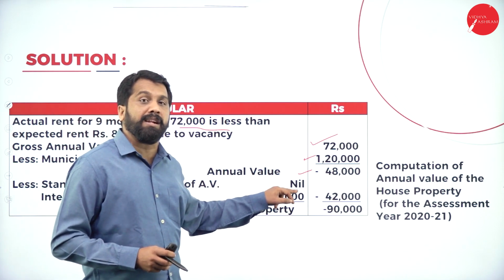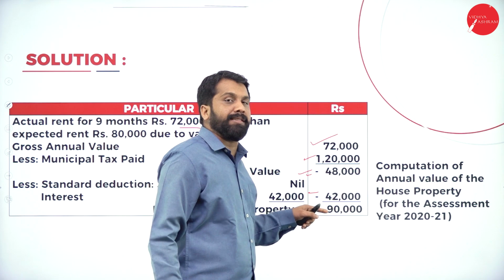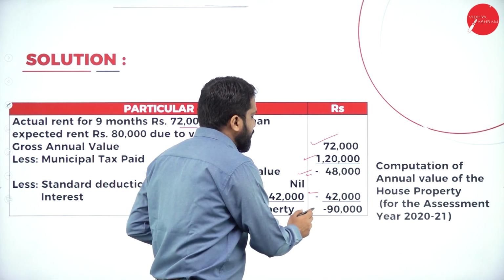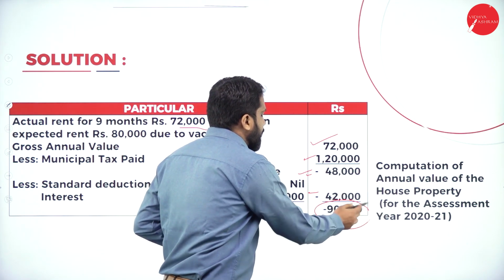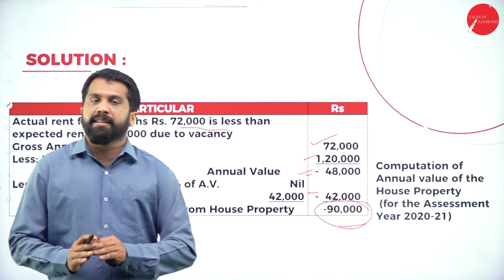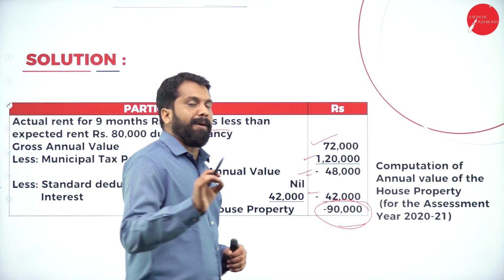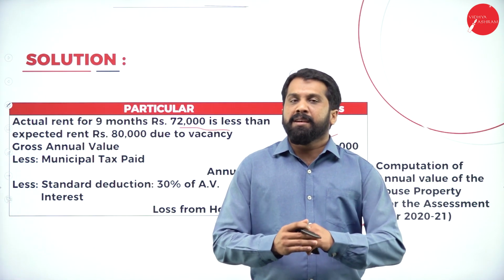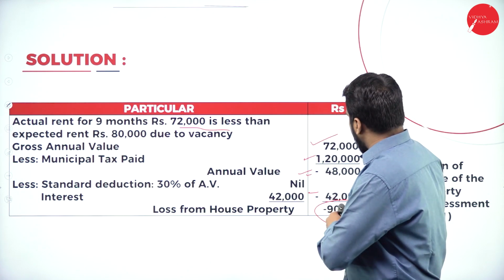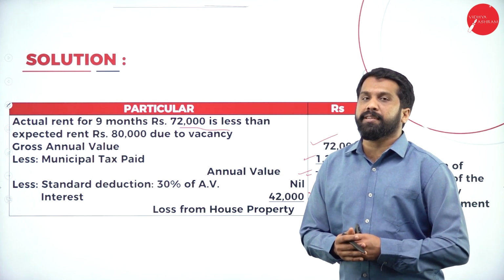How much is it? 42. 48 and 42, minus into minus becomes plus, but you have to write the symbol of minus 90,000 as your loss from house property. This is not income from house property. This is loss from house property. Now, what is the use of loss of house property 90,000? We can write it as 0 only, because there is no income.